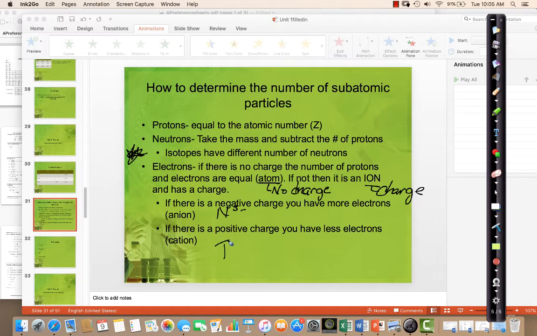If I look at this one right here, barium with a +2, well, if it has a +2 charge, it's a cation, then that means it has less electrons. I want to know how many less. It has 2. And this means that it has 2 less electrons than protons. The number of protons will never change. So let's look at nitrogen really quick.